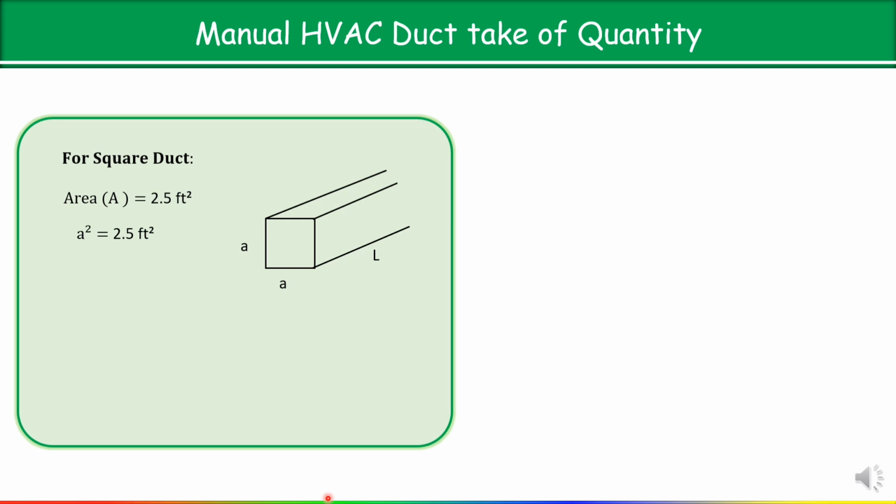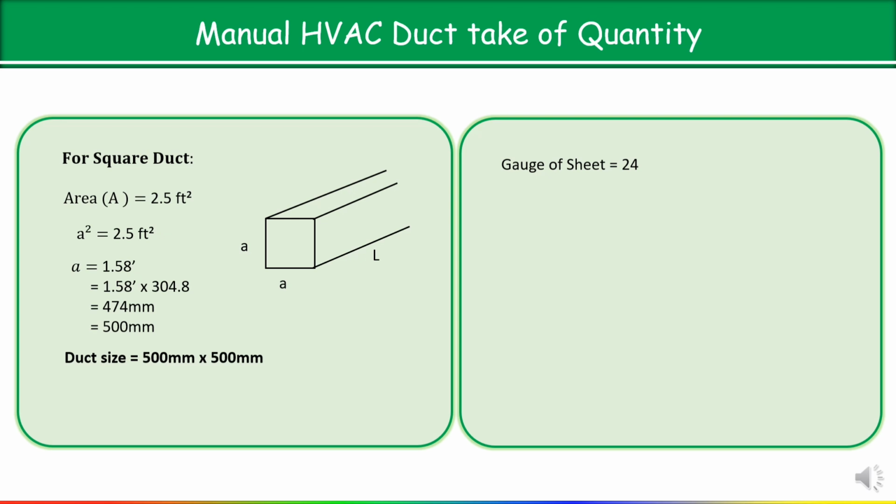Okay, so write down that a square is equal to 2.5 square. This is the simple thing which you have learned in 5th, 6th class. Area of square is what? So now from here you can easily calculate the a value. You will get around 1.58 feet. When you convert this in millimeter, it is coming 500. So all sides are equal, so the duct size which you have got is 500 by 500, width 500.